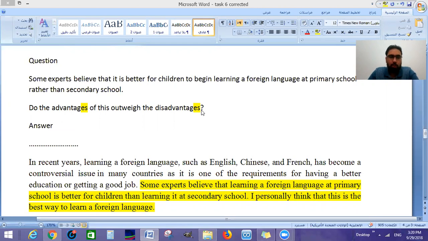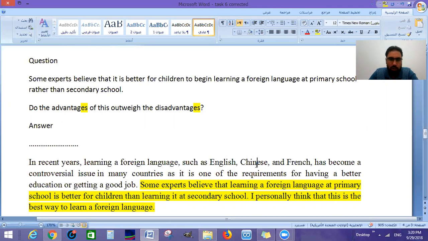Okay, so let's take a look at the introduction. So here we have, "In recent years, learning a foreign language, such as English, Chinese, and French, has become a controversial issue in many countries, as it is one of the requirements for having a better education or getting a good job." Okay, so this is what we call the background, kind of a hook, which is kind of introducing some kind of a fact.